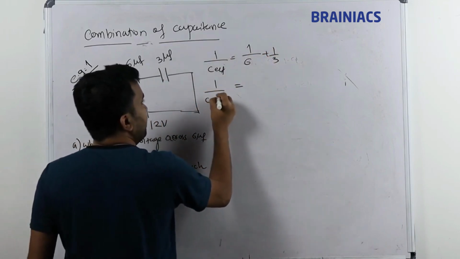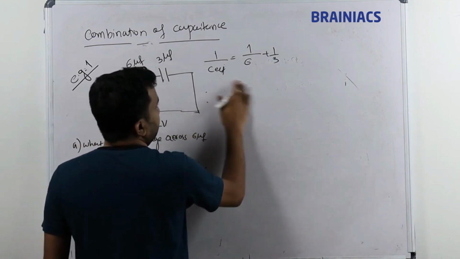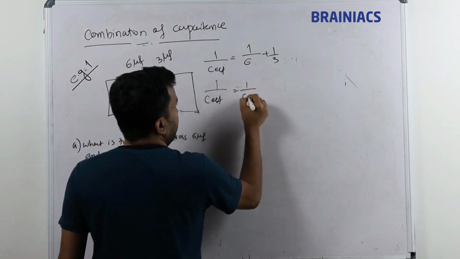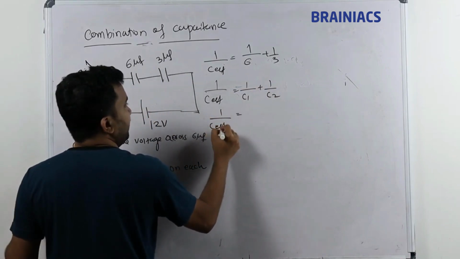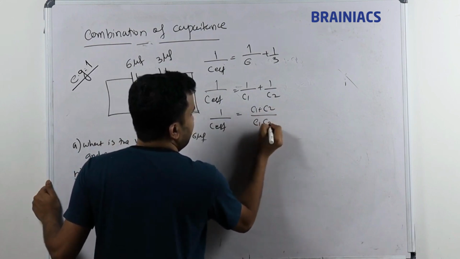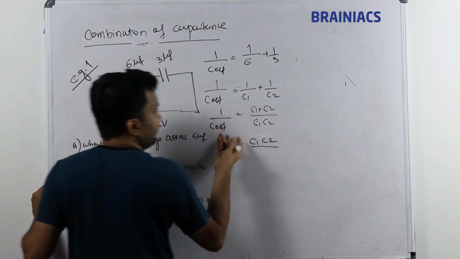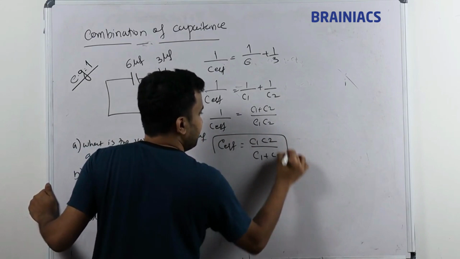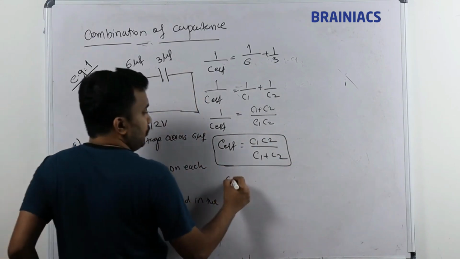So 1 by C effective is equal to, in short, if 1 by C effective is equal to 1 by C1 plus 1 by C2, then I can write 1 by C effective is equal to (C1 plus C2) divided by C1 C2. So C effective is equal to C1 C2 divided by C1 plus C2, reverse. I just take the LCM and simplify, that's all. So the same formula I am going to apply here.